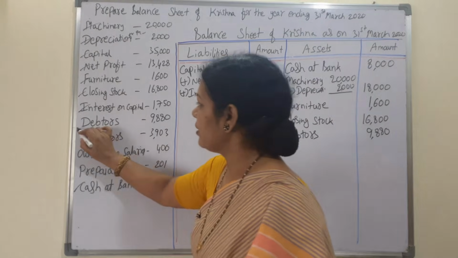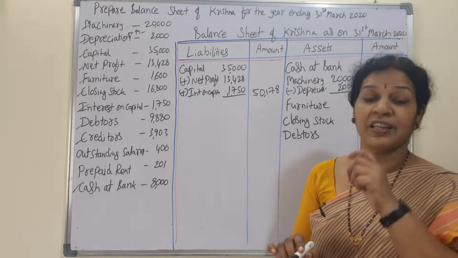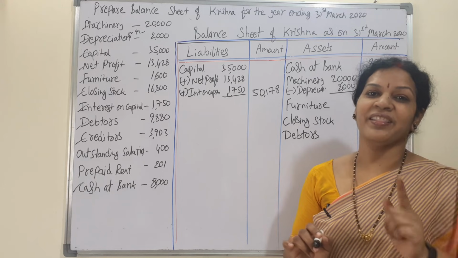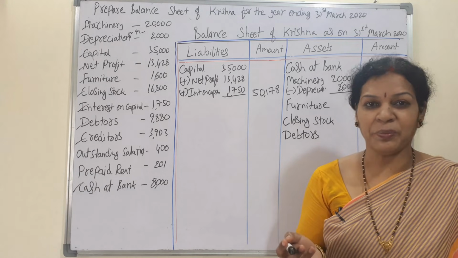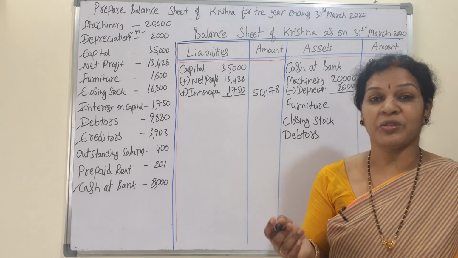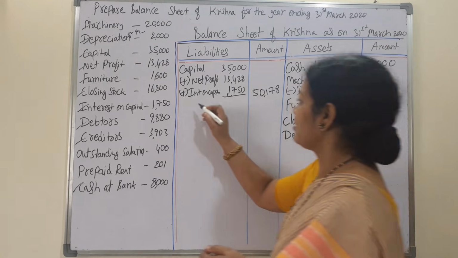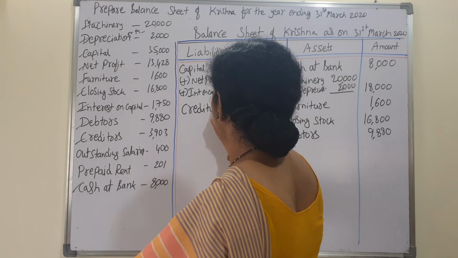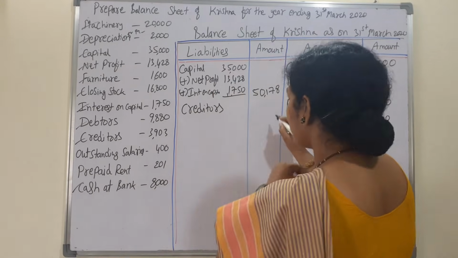This is over. Next, creditors. Creditors is the liability, from whom we are purchasing goods on credit basis. They are creditors, means we have to pay the amount in future. So that is why it is a liability. So on the credit side or liability side we are writing creditors. Creditors 3,903.